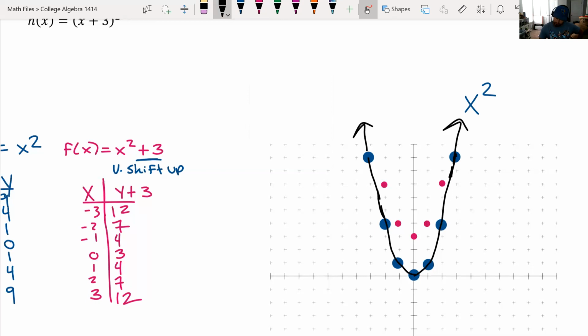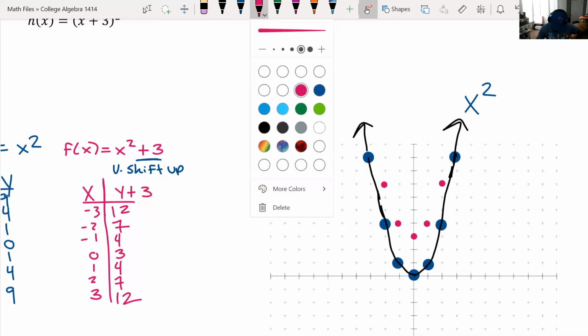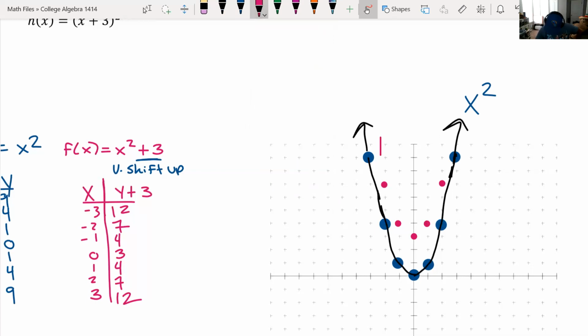Maybe better doing different colors, right? Let's do it with red again. And you see all the y values from the original function have been shifted up 3 units. Here was 0, 0. We shift up 3 to 0, 3. And the same can be said for all the other points. So there's our vertical transformation.